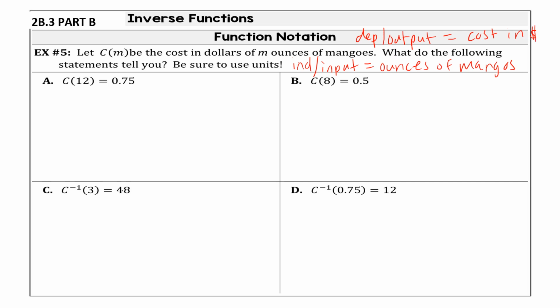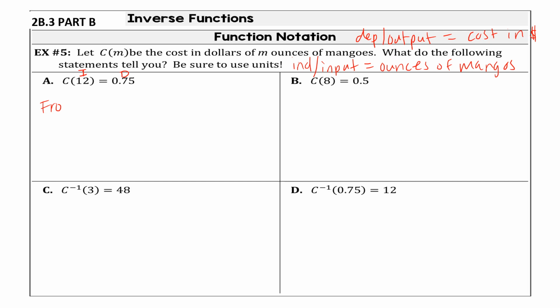All right. So first thing here, we're going to identify the input. What does the input mean? And then identify what's the output. When we look here, this is our independent and this is our dependent. So our input, our independent says 12. What does our independent mean? Ounces of mango. This is our output. What does our output mean? Cost in dollars. So when we write a sentence, we're saying, what is this function notation telling us?